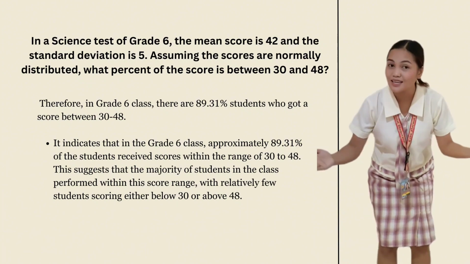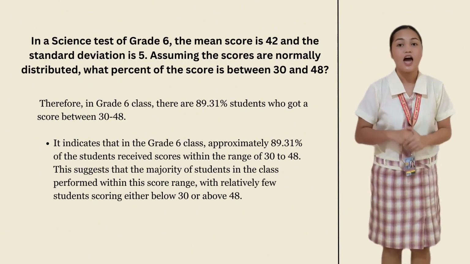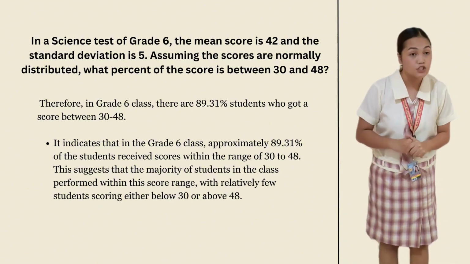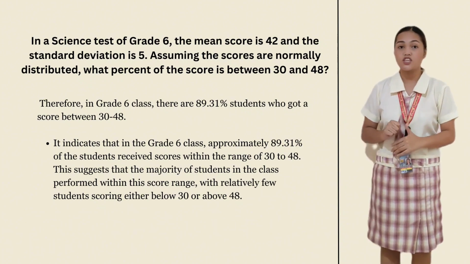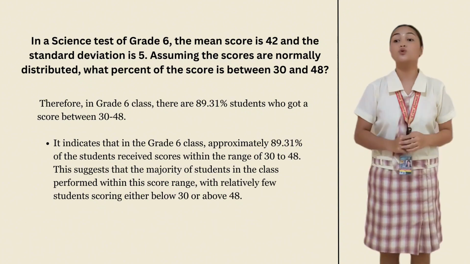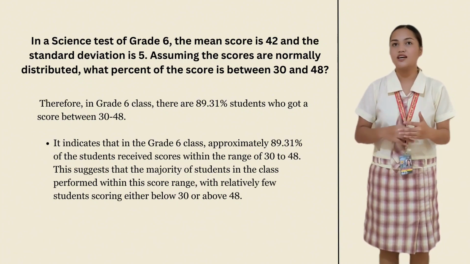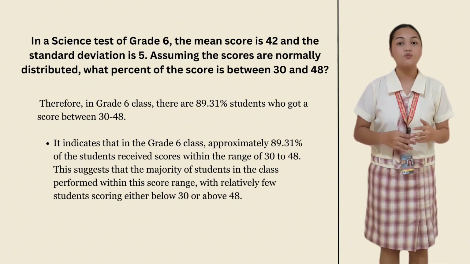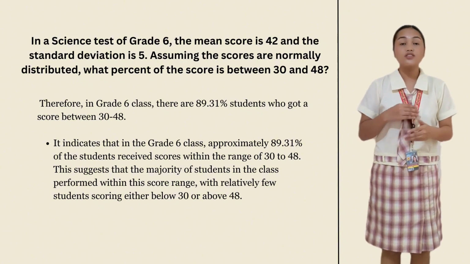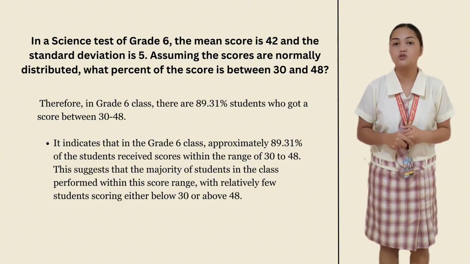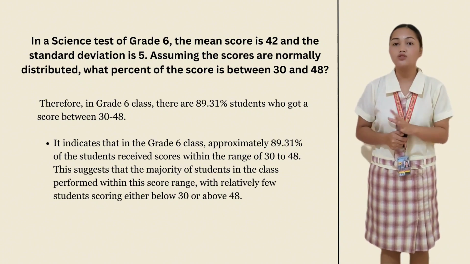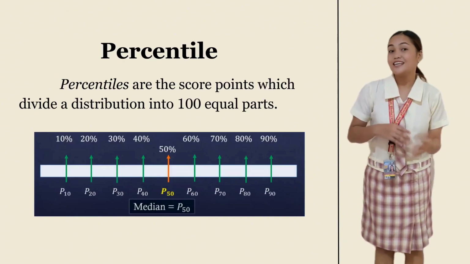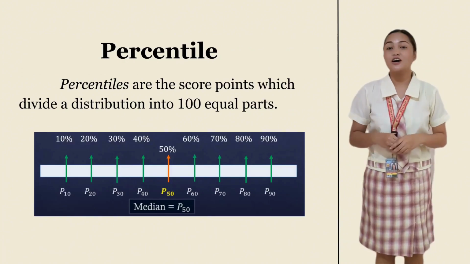Very good. So it indicates that in the grade 6 class, approximately 87.67% of the students receive scores within the range of 30 to 48. This suggests that the majority of students in the class performed within this score range, with relatively few students scoring either below 30 or above 48. So let us now proceed to the percentiles.